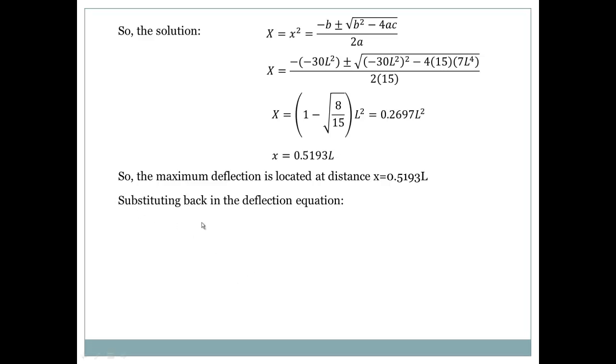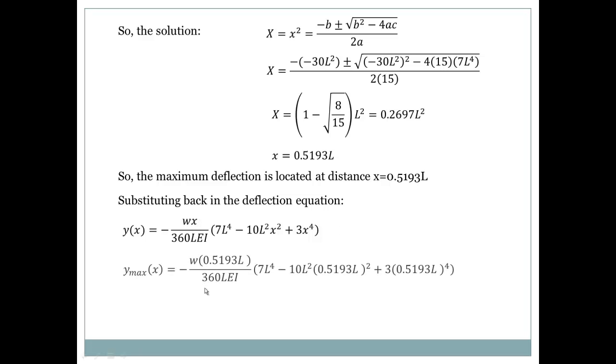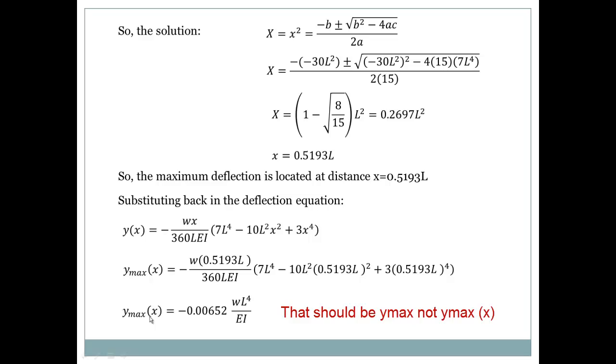Now substituting back into the deflection equation, into this, I'll take all the x's and put 0.5193 L, and if I simplify this, I will have something that looks like this: y max of x equals minus 0.00652 WL to the 4 over EI.